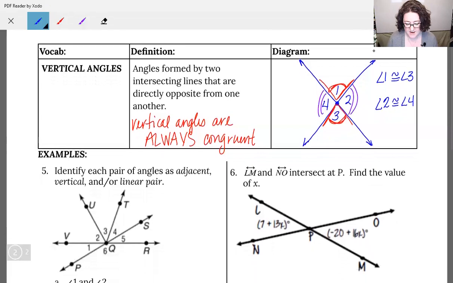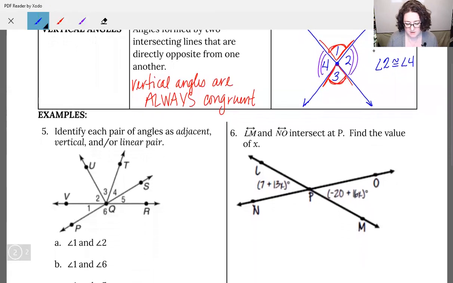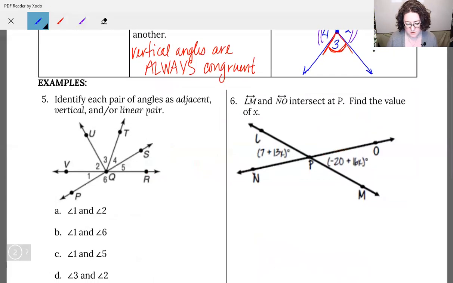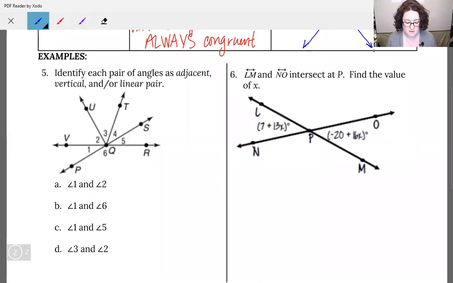So in example 5, identify each pair of angles as adjacent, vertical, and/or a linear pair. For each one, I'm going to color code to kind of help me out. So angle 1 and angle 2, they're sitting right next to each other. They share a side, so they have to be adjacent.